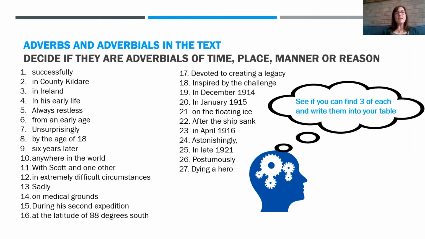Okay, these are the adverbs and the adverbials in the text Ernest Shackleton. Don't forget it's a biography text, and a biography is when it is writing about somebody's life. Your job is to decide if they are adverbials of time, place, manner, or reason. Okay, so read through these examples and see if you can find at least 3 of each type and write them into your table. If you'd like to sort all of them out and put them in the correct columns, that's absolutely fantastic. But make sure you do at least 3. Okay, stop the video now. Off you go.